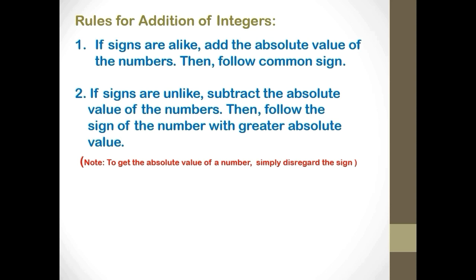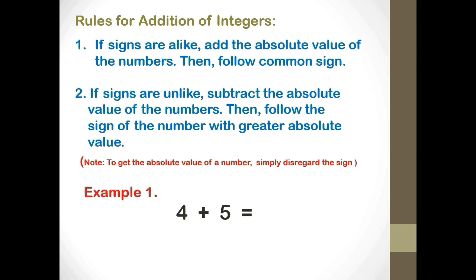Now, in solving using the absolute value method, we simply have to follow two rules. First, if signs are alike, add the absolute value of the numbers, then follow their common sign. Second, if signs are unlike, subtract the absolute value of the numbers, then follow the sign of the number with a greater absolute value. Now, please take note that to get the absolute value of a number, we simply have to disregard their sign and focus on the number alone, because an absolute value means the exact distance of the number from 0, regardless of their direction.